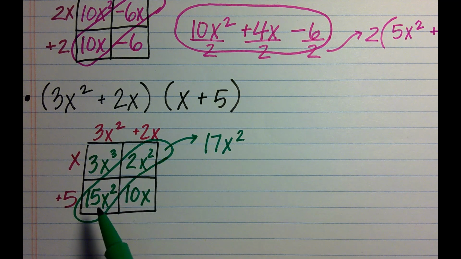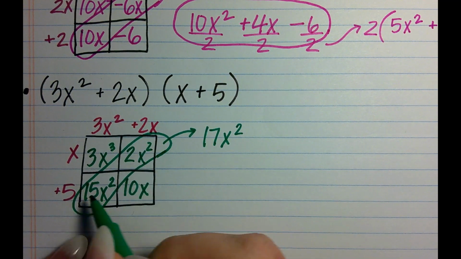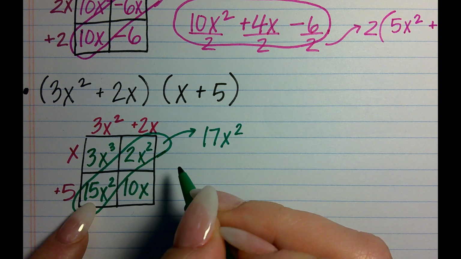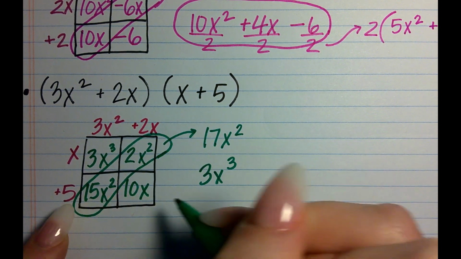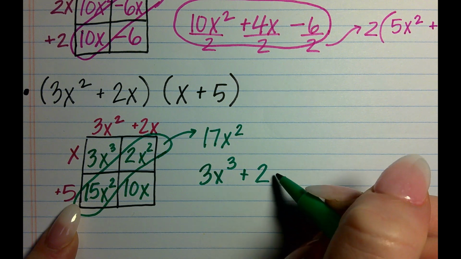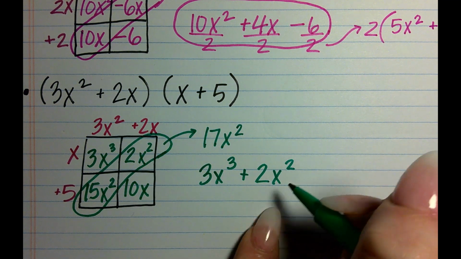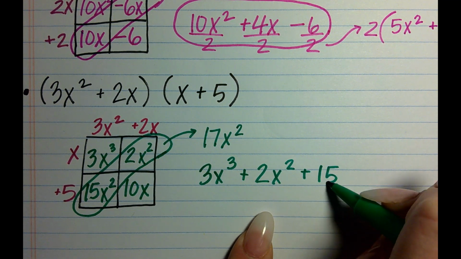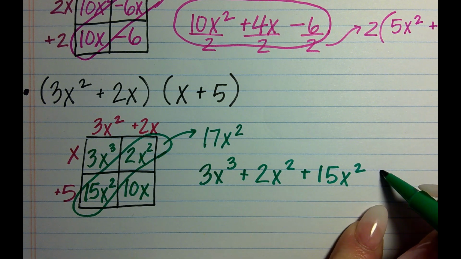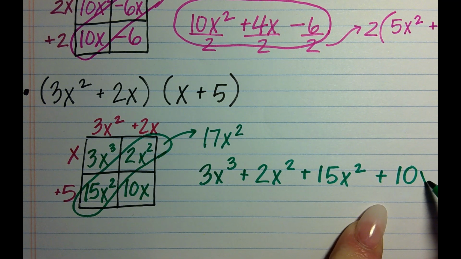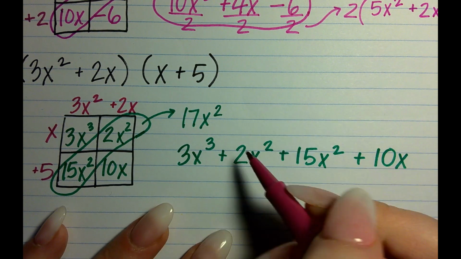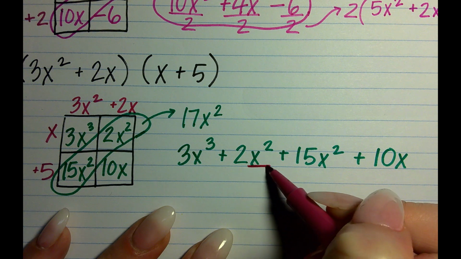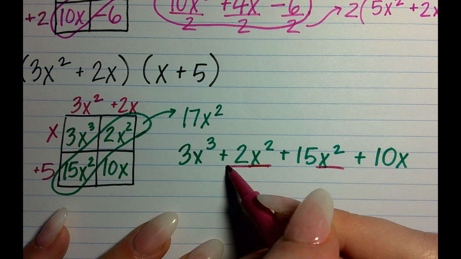So whenever we are combining like terms, let me actually just write this whole thing out as a problem because I think it might help. 3x to the third power plus 2x squared plus 15x squared plus 10x. So our like terms are the ones with x squareds. So 2 and 15.